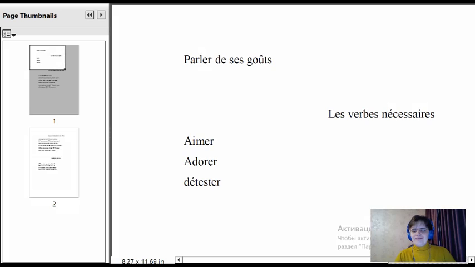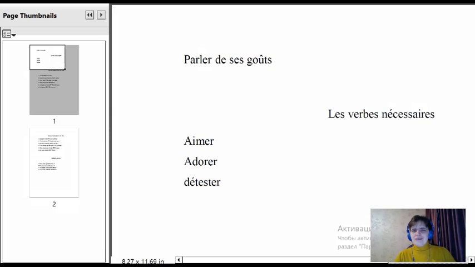Aimer, like or love, adorer, adore, I'm sure you could guess that, and détester. Detest, or well, detest is an old-fashioned English word. Instead, we can say hate or whatever, can't stand.